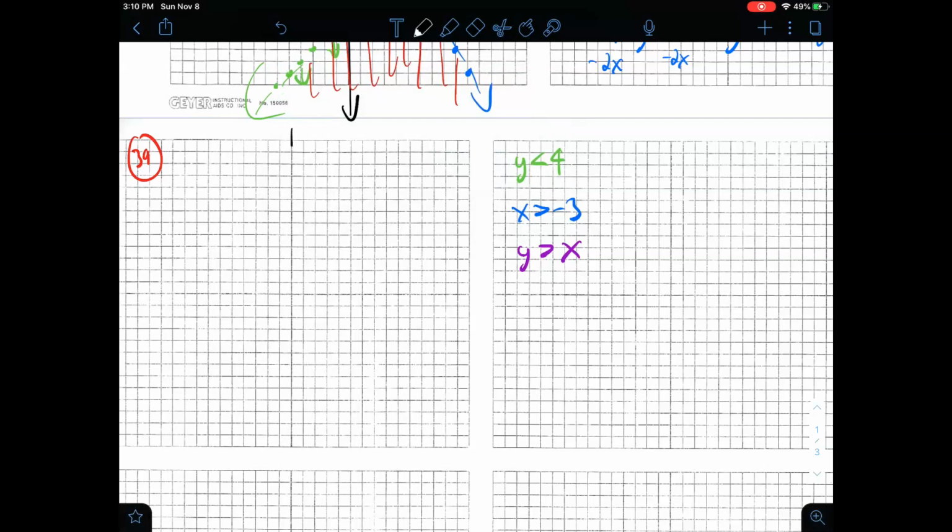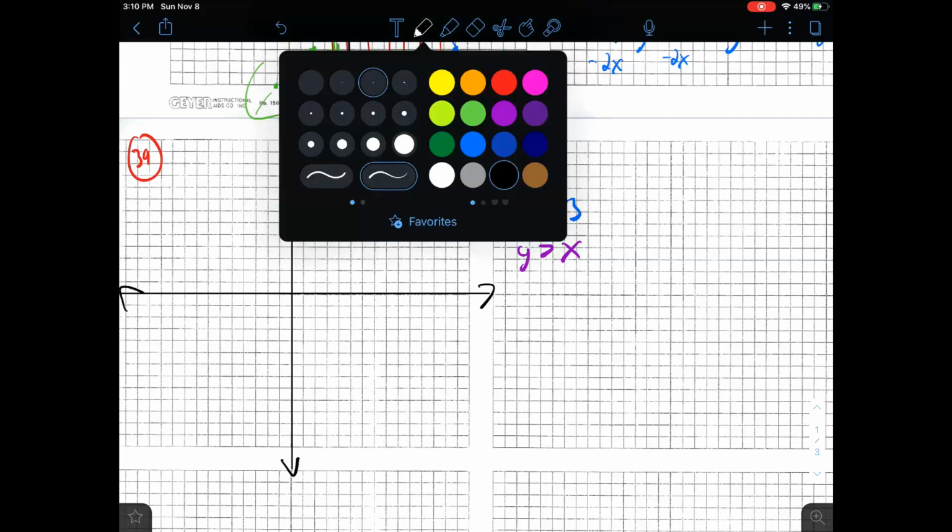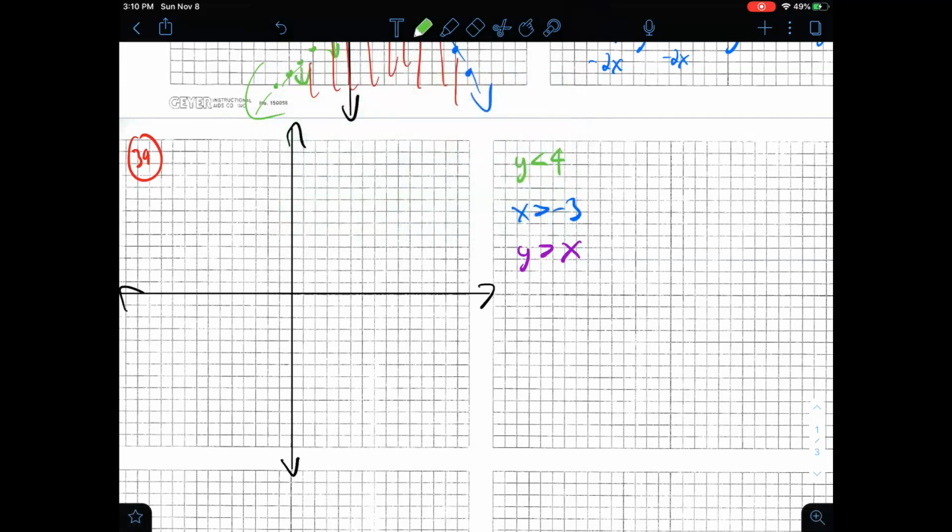Let me use a, oh, not brown. I don't want to do brown. All right, make our coordinate plane. Okay, so we're going to graph, let's do the green one first. We have y is less than 4. We graph the line y is equal to 4. It's going to be dashed and shaded below because it's less than. So we're going to do a horizontal line through y equals 4. Just going to put a dot here, and we're going to go dashed line. And we're shaded below, so I'll draw a couple arrows going below to get an idea.